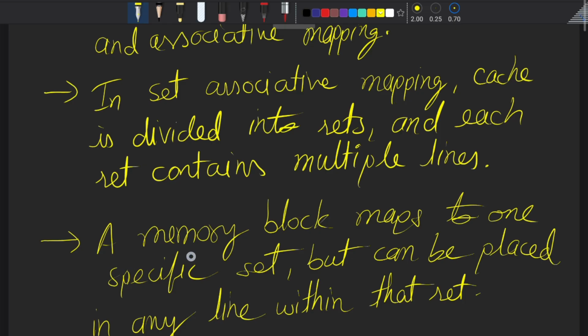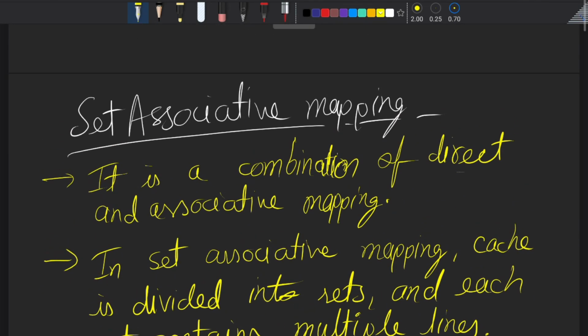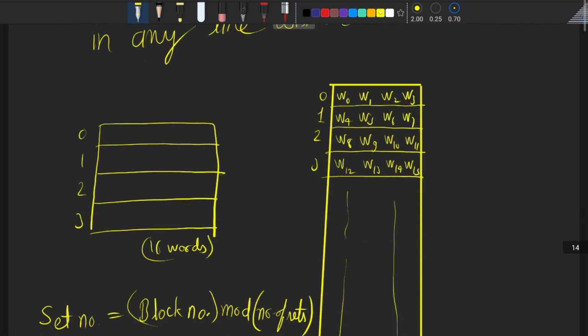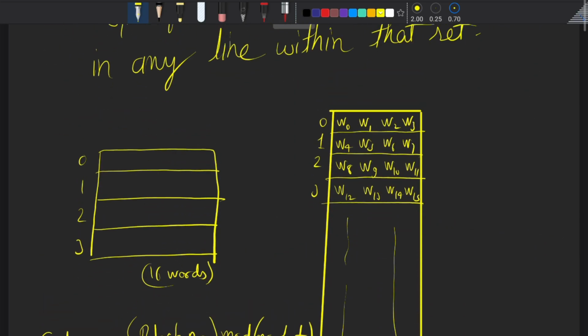But here, a memory block maps to one specific set, not a cache line, but can be placed in any line within that set. And similar to associative mapping, where any memory block can be placed in any cache line, here the memory block maps to one specific set but can be placed in any line within that set. We will understand set associative mapping by taking an example. Here, in this example, we will be talking about two-way set association.